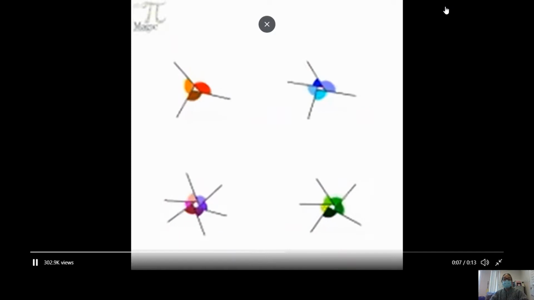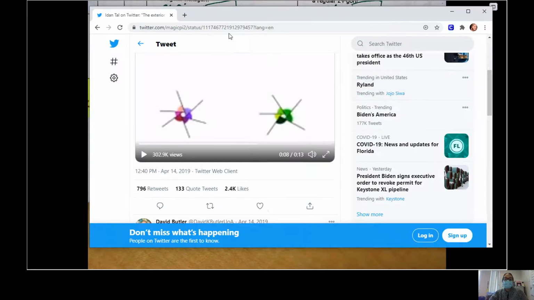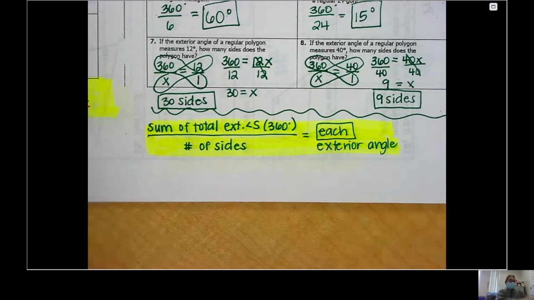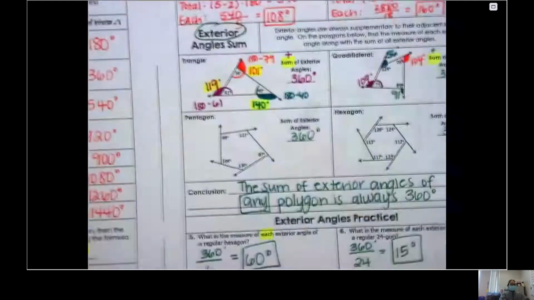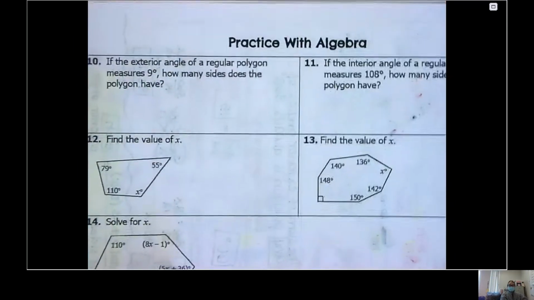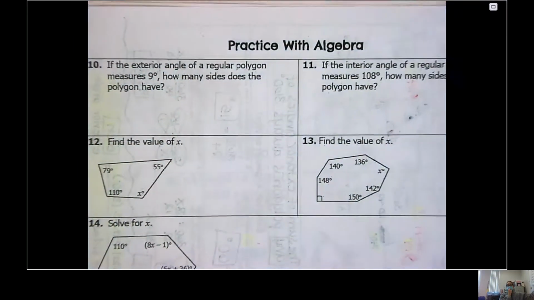Okay, so now using that idea, we are going to do some of those practice problems on the back side. I actually think you're going to like the back side more because I think the back side's easier. It's just some algebra. So let's flip it over to the back. We're going to do some practice with algebra.